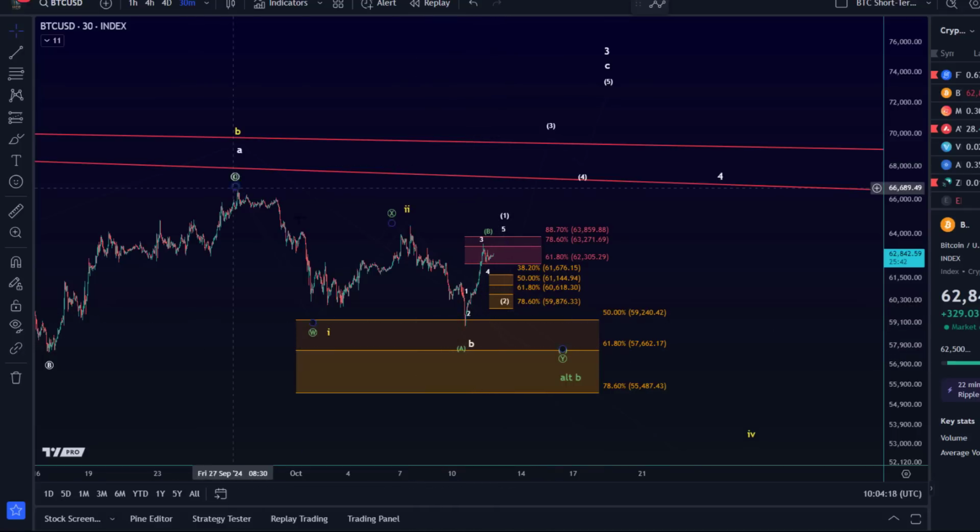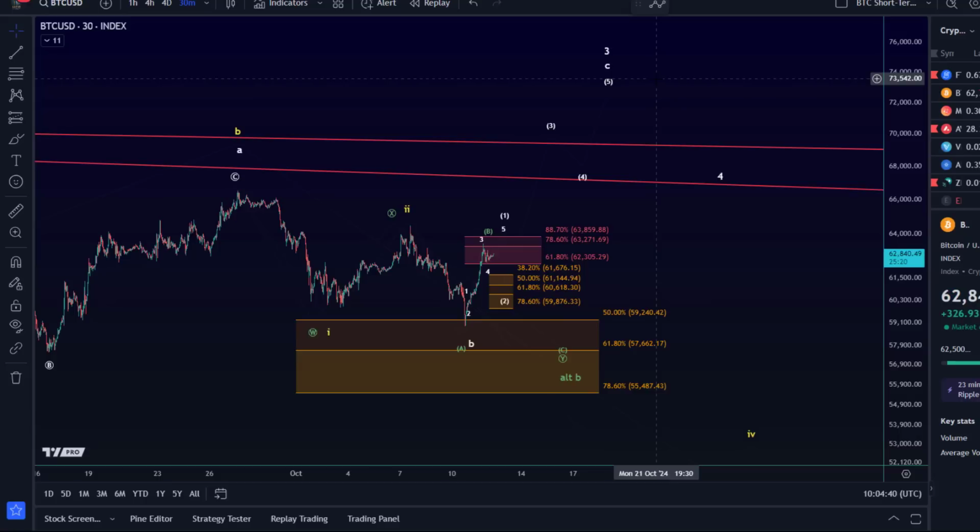So I want to say in the pullback, the minimum requirements have been fulfilled. We have a 3-wave pullback. That's what we normally want to see. But again, I don't believe it yet. I'm definitely watching for it, that we've bottomed there in wave B and could now enter the 70k region. But I just don't believe it yet. So I want the price to convince me.